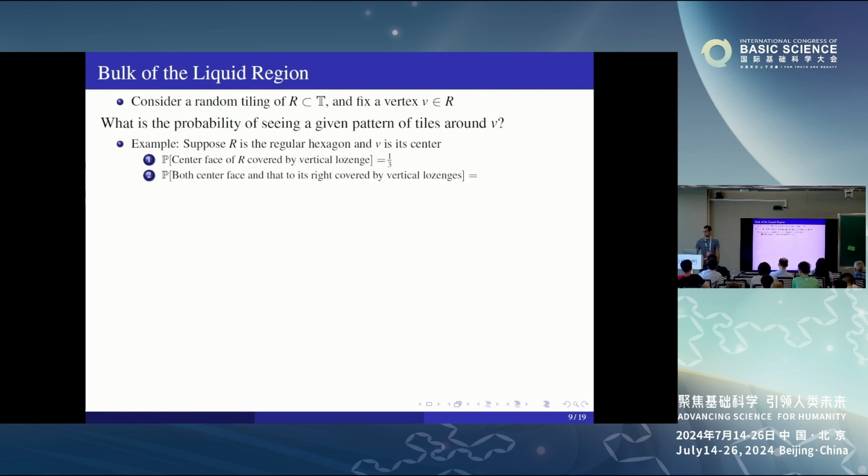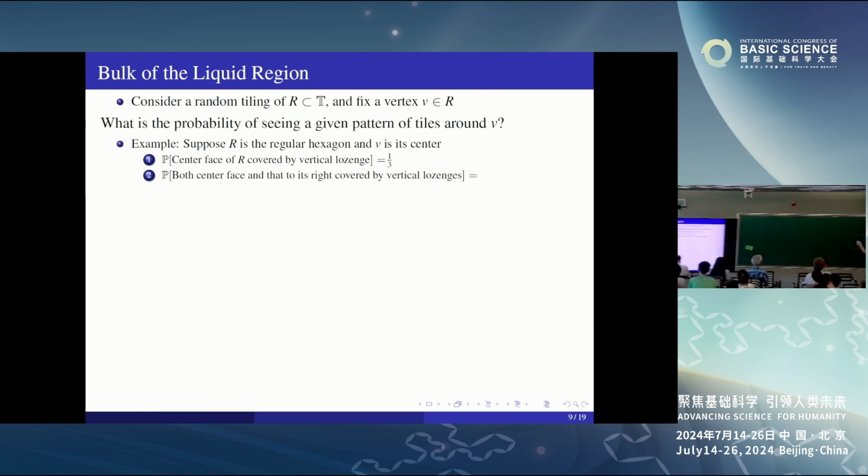Now I can study a more complicated pattern: what is the probability that the center face and the face directly to the right of the center face are both covered by vertical tiles? I have this hexagon. Maybe the center face is here, and the face directly to the right of it is here. What is the probability that both are covered by vertical tiles?